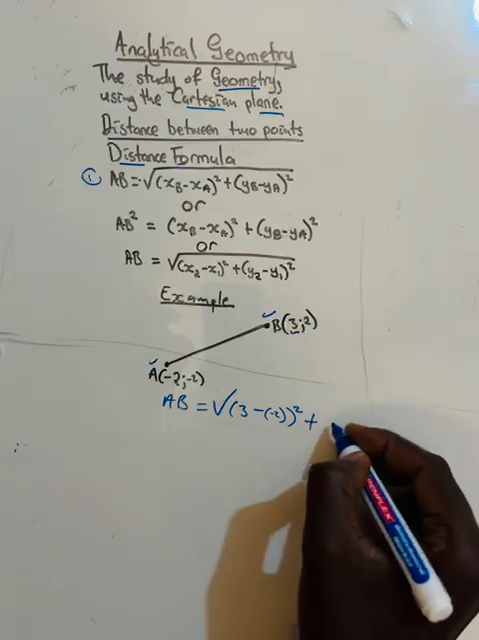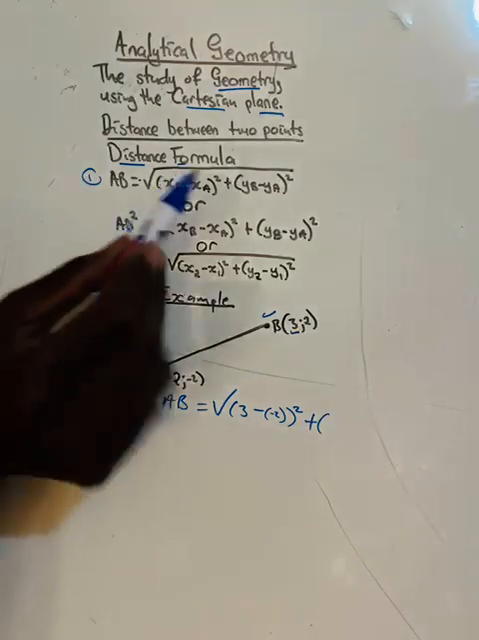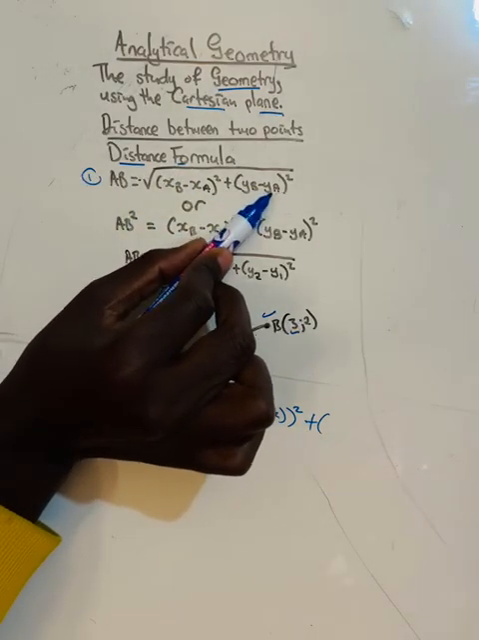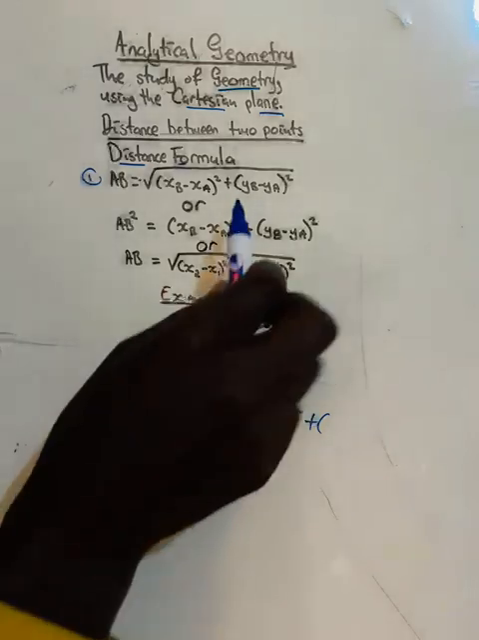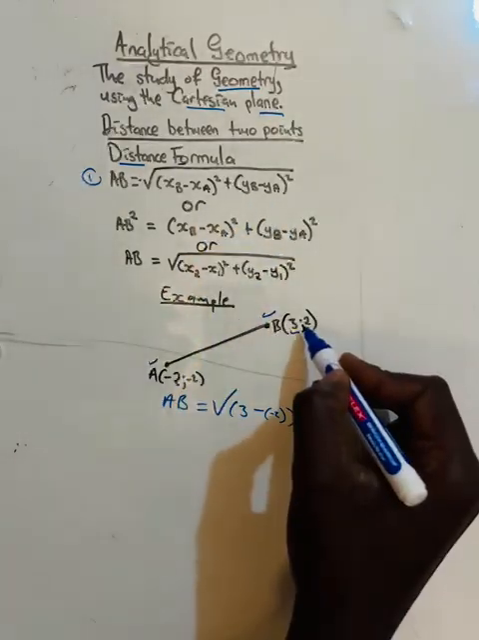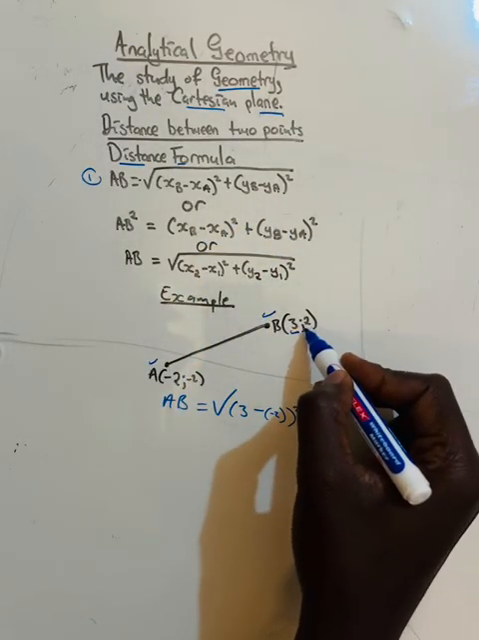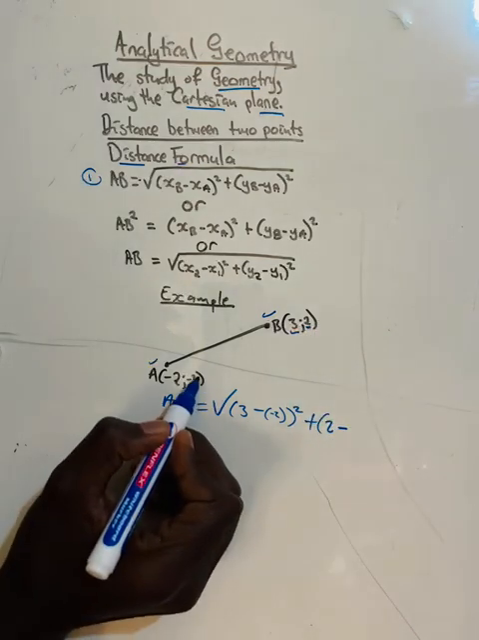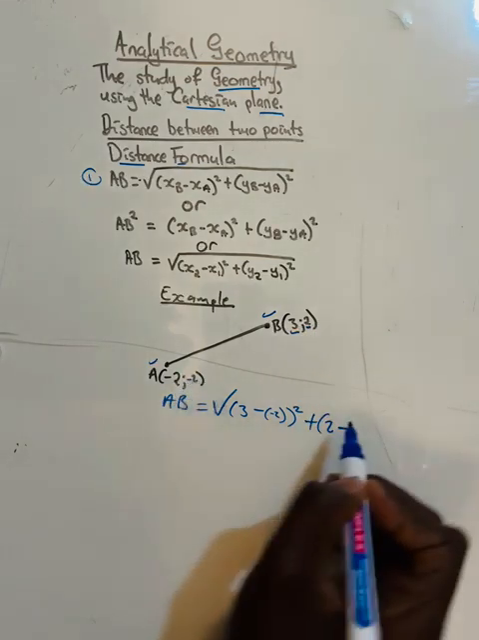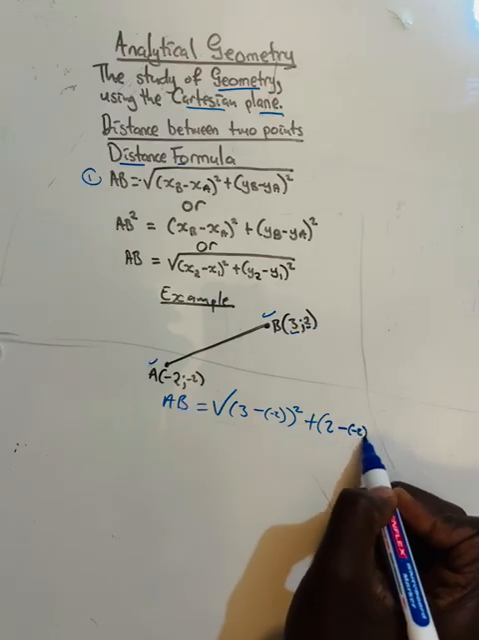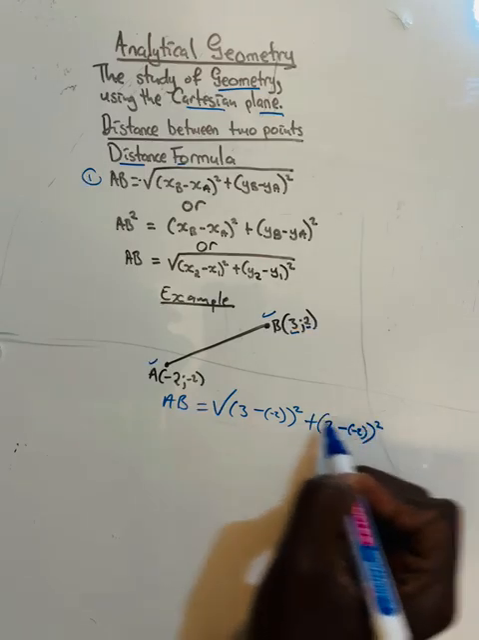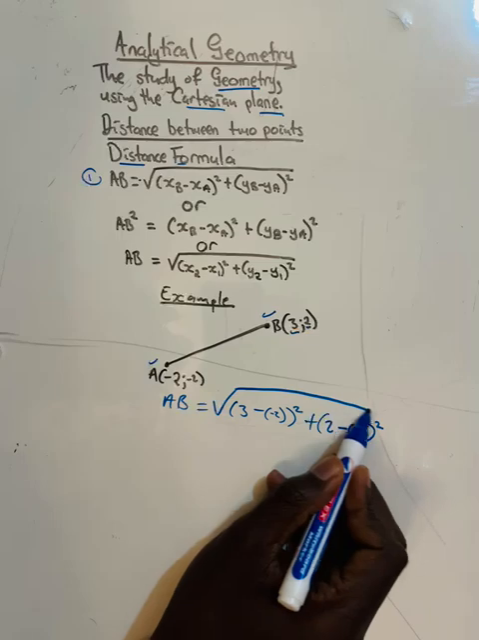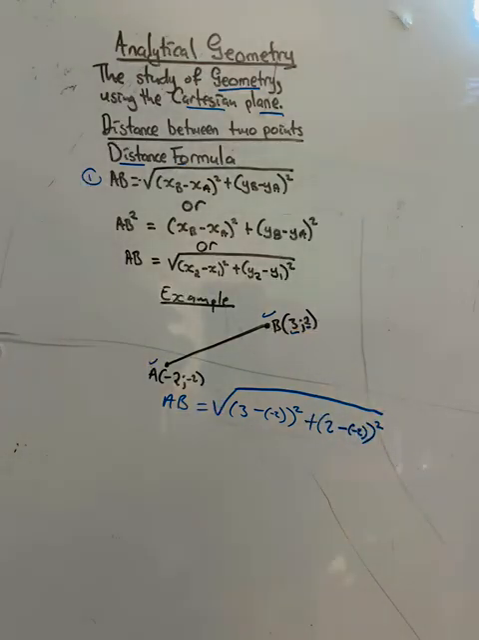Then we say plus, and we open the bracket. We are now told YB minus YA. So we are now coming to the y coordinate of point B, which is 2. We say 2 minus. If we come to the y coordinate of point A, it's -2. So we open the bracket, we say -2, we close the bracket, we close the bracket, we then say squared. Then we close the hood of the square root.